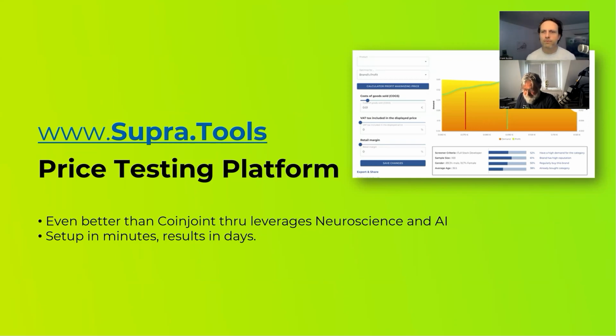Before we go into the agenda, let me quickly introduce you to Supra.Tools. Supra.Tools is a price testing platform. It enables you to set up price tests for your product to find out your profit-maximum optimal price. And it uses a new methodology, which we will guide you through, that is easier, faster, but most importantly, more reliable than even methods like conjoint, because it uses neuroscience and AI.